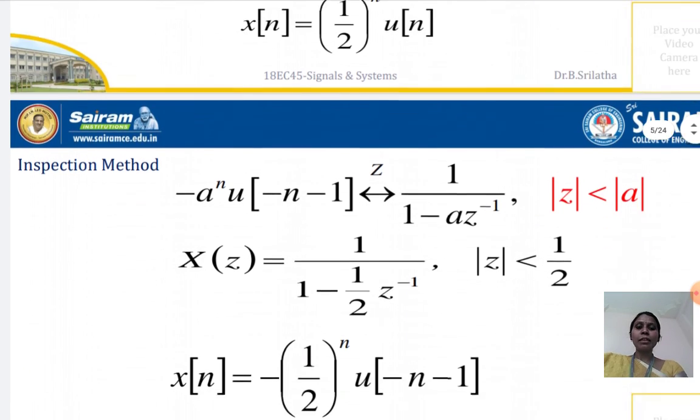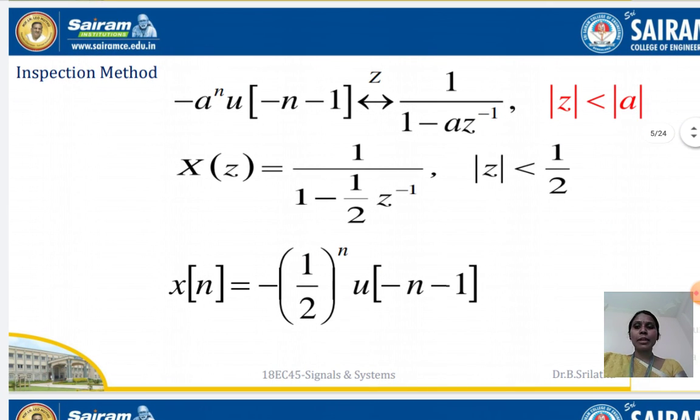Okay. Now we will take one more example in the inspection method. Minus a power n u of minus n minus 1 has the same form, 1 by 1 minus a into z power minus 1, where in this case mod of z is less than mod a. In the previous case, mod of z was greater than mod a. Same thing, now I take X of z equal to 1 by 1 minus 1 by 2 z power minus 1, and it is given that mod of z is less than 1 by 2.